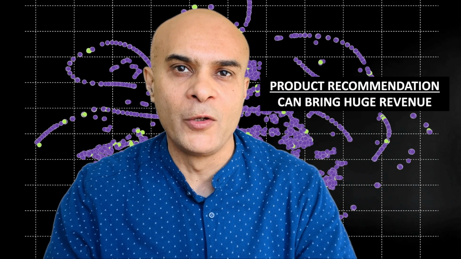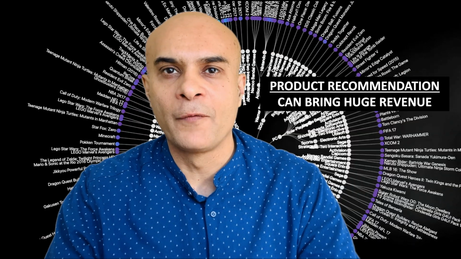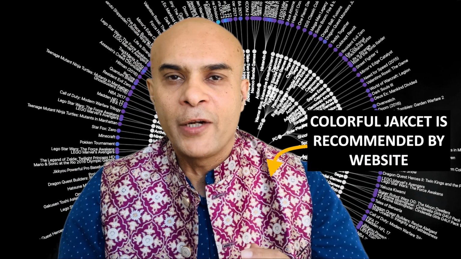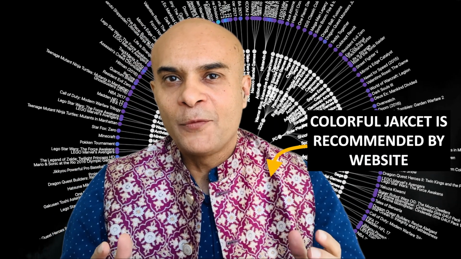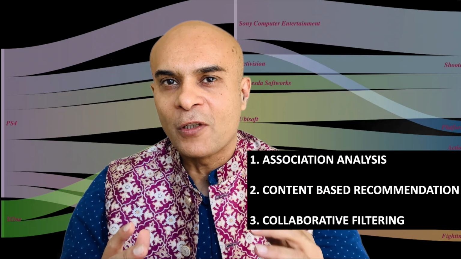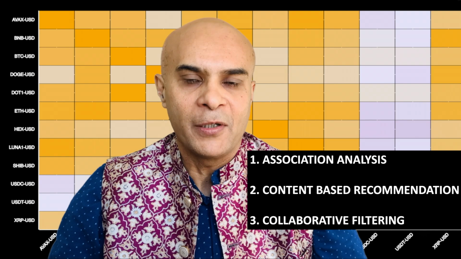It is estimated that 35% of Amazon revenue is generated using product recommendation. When you buy some product, for example, a traditional Indian style shirt, you'll also get a recommendation to buy a colorful traditional jacket. Such product recommendations help in generating huge revenue as well as help customers discover more products. So in this video, I will demonstrate the secret sauce behind these revenue generation techniques, which are driven by data science and machine learning.